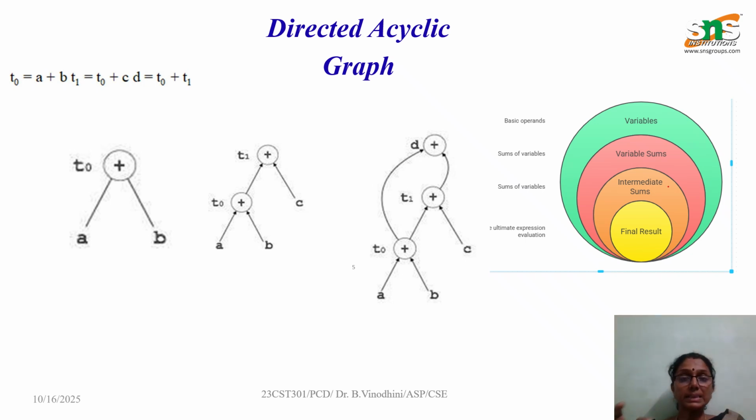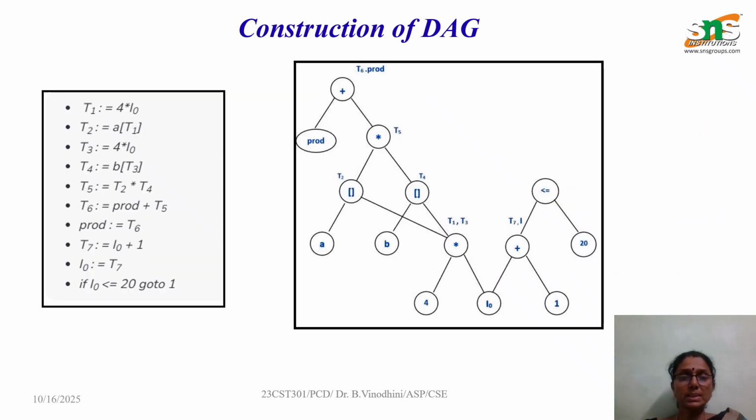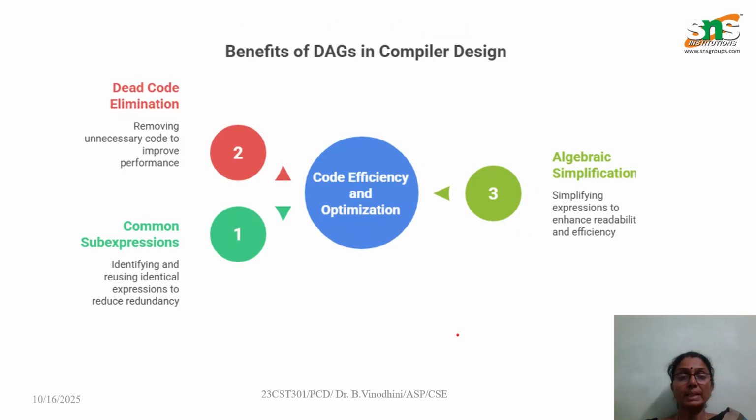In the directed acyclic graph, we have a certain hierarchy. We have the operands, then we do the intermediate variable sums, and next is the intermediate sum, and finally we have the resultant value. So this is another example of construction of a DAG.